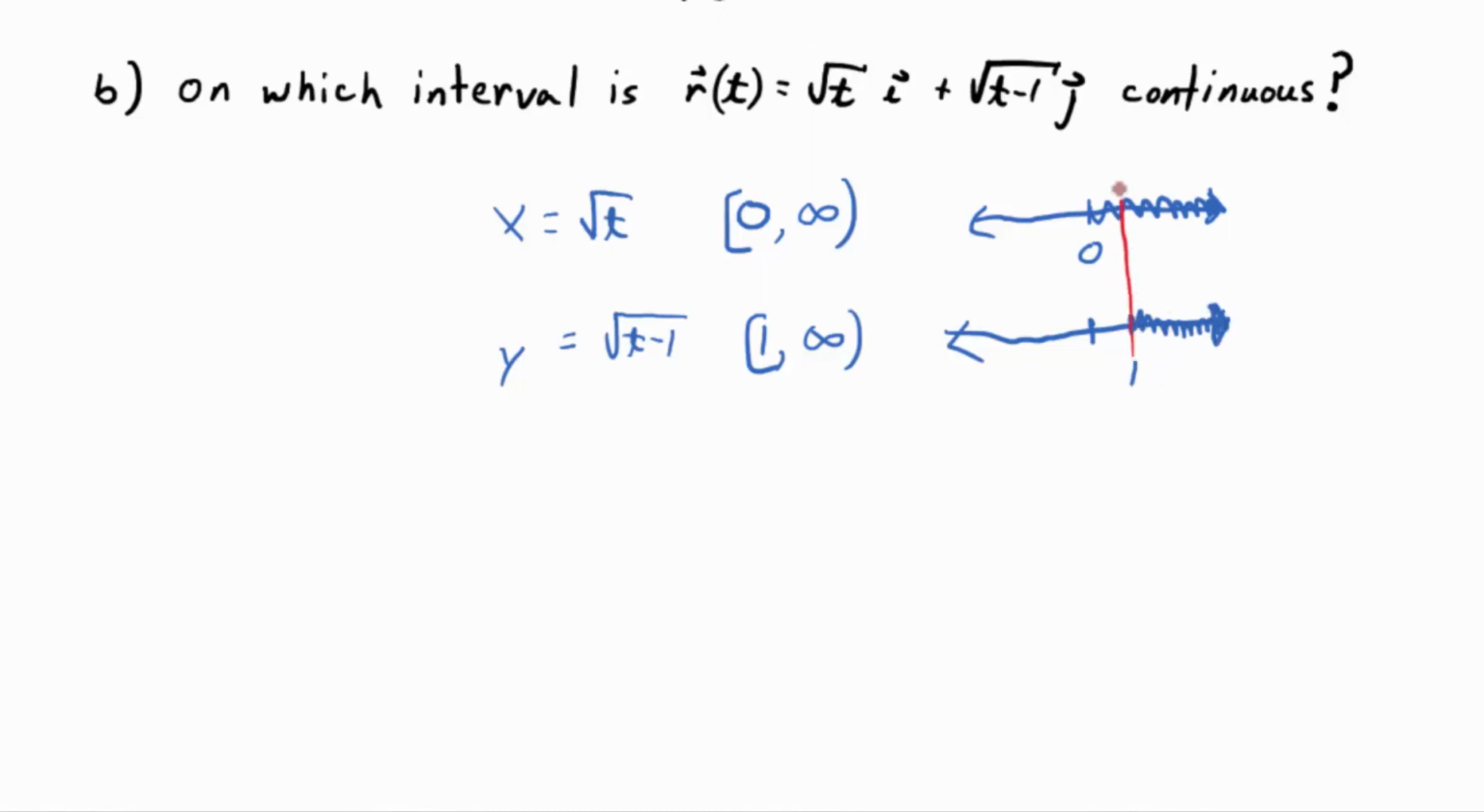From 1 to infinity? Yeah, okay. So this is the interval on which r of t is continuous.